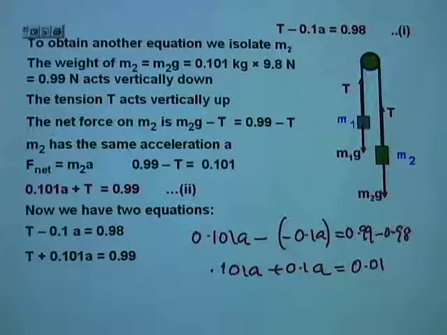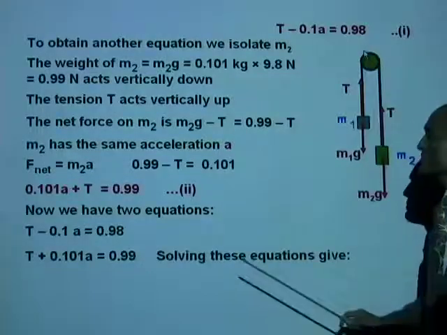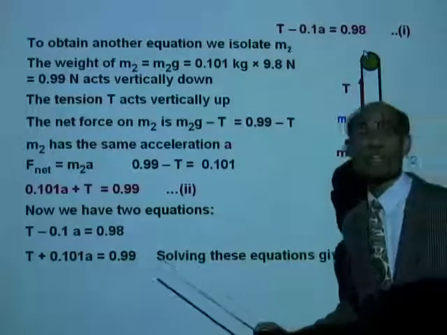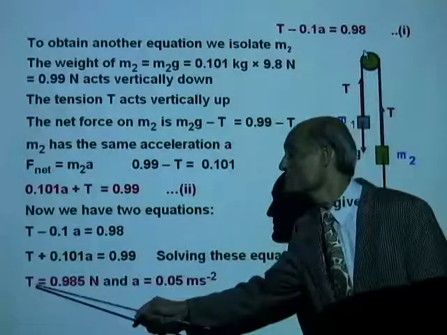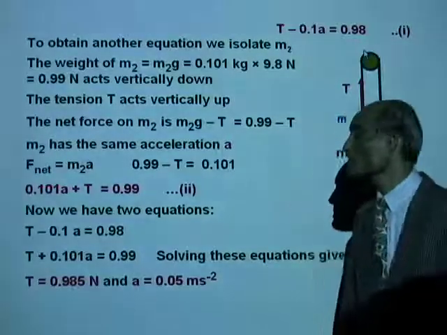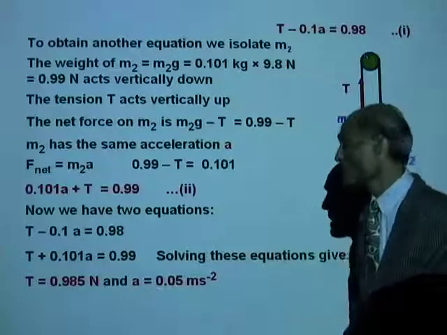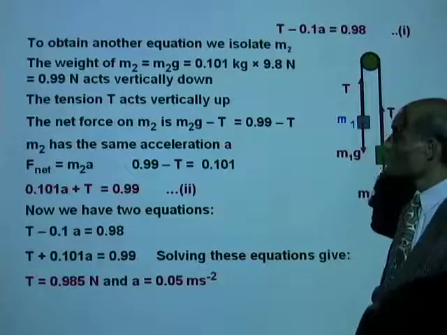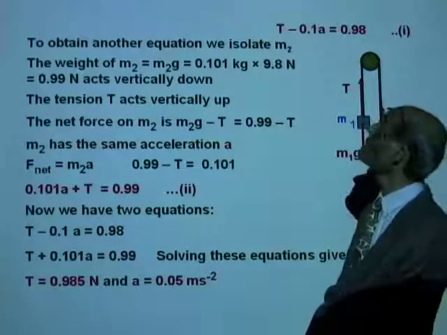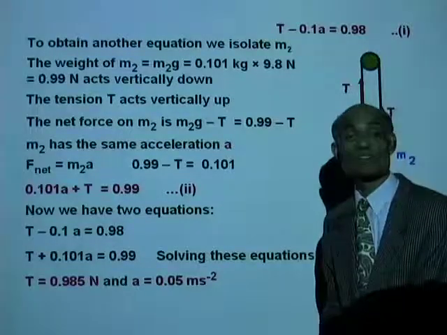Okay, now that gives me 0.201a equal to 0.01, and now you can calculate the acceleration. A simple way to solve this equation. So solving these equations will give T equal to 0.985 Newton and the acceleration a equal to 0.05 meter per second squared.